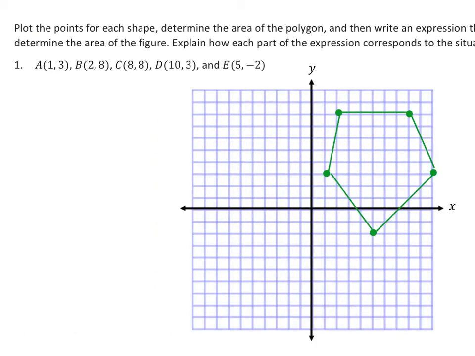Okay, so for number 1, we had 5 points, so it makes sense that we'd have a pentagon. And so obviously we're going to have to cut this into different pieces that are easier to find the area of, such as triangles or rectangles. So right away I notice I can connect these two, and I create a triangle on the bottom that I'll be able to find the height of right here, okay? And then I can also do the base with the length of that horizontal line I just drew.